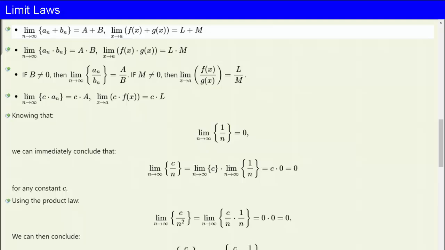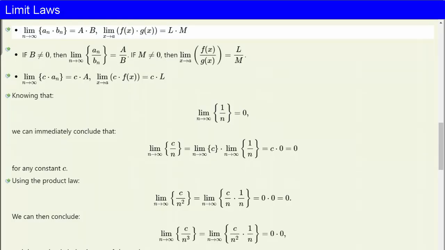Then, the limit of a sum is the sum of the limits. The limit of a_n plus b_n, the new sequence, is the limit of a_n plus the limit of b_n, that is just A plus B. The limit as x tends to a of the new function f plus g is just the limit of f(x) plus the limit of g(x), L plus M.